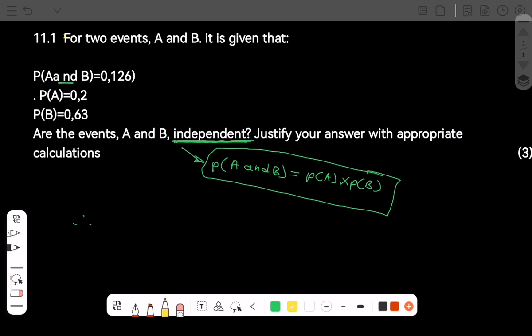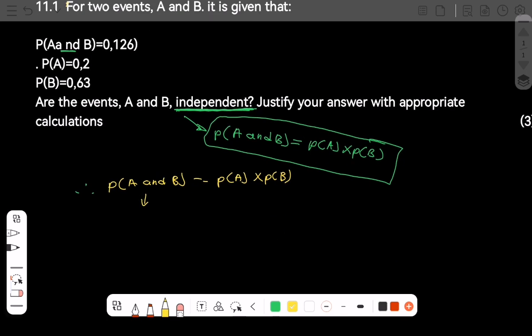The probability of A and B is given. Let me copy everything here. The probability of A and B equals P(A) times the probability of B. The probability of A and B is given as 0.126. So let us prove if we are going to get this 0.126 on our right hand side. The probability of A is 0.2, so I'm going to say 0.2 multiplied by the probability of B as 0.63.